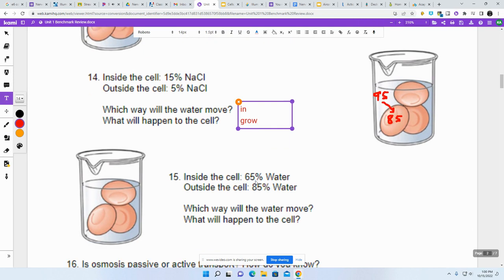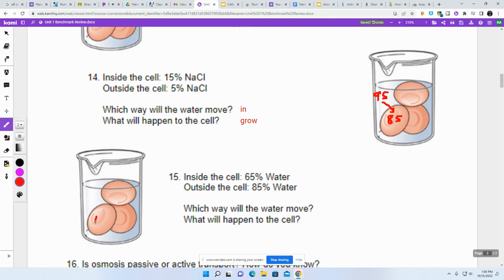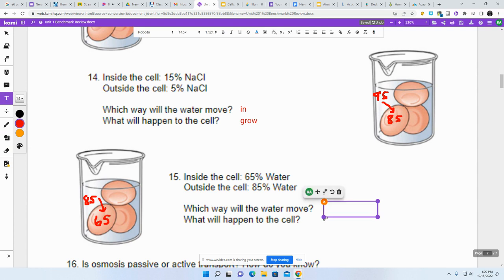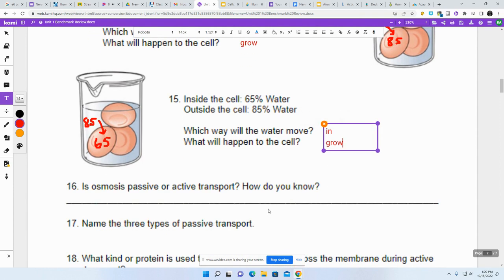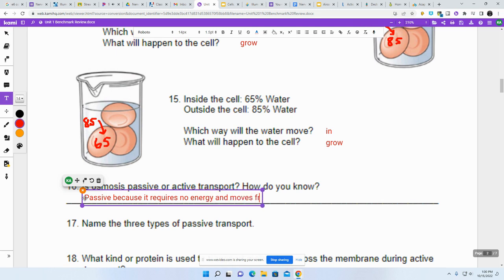All right, this one, inside the cell is 65% water. Outside the cell is 85%. So let's go ahead and write it again. 65% water in here, 85 out here. So this one's pretty simple. Goes from high to low. So the water is going to move into the cell again, and the cell will grow or get bigger. Is osmosis active or passive transport? Osmosis is passive because it requires no energy and moves from high to low concentration.